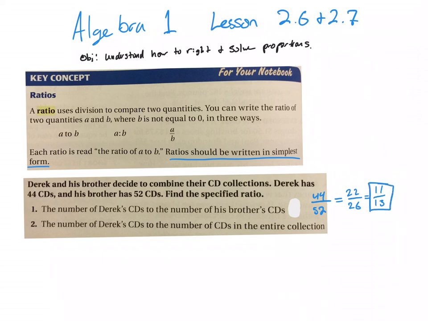Then number 2 says the number of Derek's CDs, which we already found to be 44, to the number of CDs in the entire collection. So that means on the denominator it's going to be 44 plus 52. It's going to be 44 over 96. So again, I can take 2 out, 22 over 48, 11 over 24.